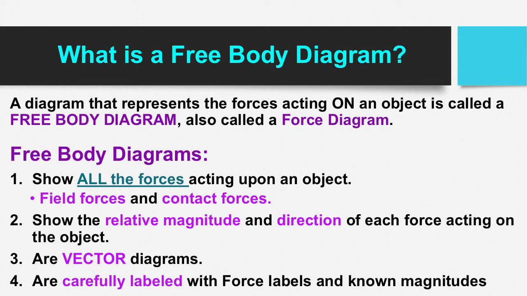The diagram itself is going to show the relative magnitude of the forces, and it's going to show the direction of the forces. And we're going to use vector arrows to represent those things. These are vector diagrams, so the direction in which you draw the arrow matters, and the relative length of the arrow matters. And then we make sure that our free body diagram is carefully labeled, and we're going to use a special kind of force label. And we're also going to use any numbers that we actually know, any magnitude or strength of the force. We're going to put that right onto the diagram.